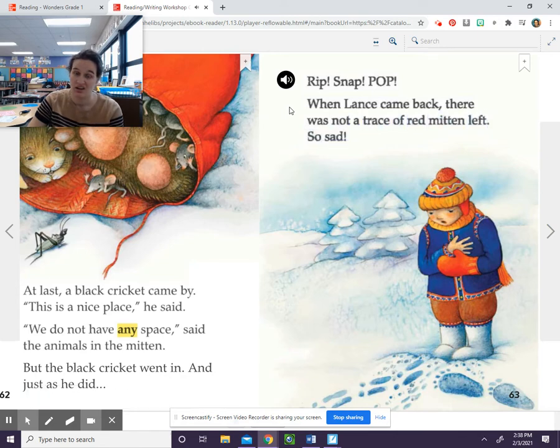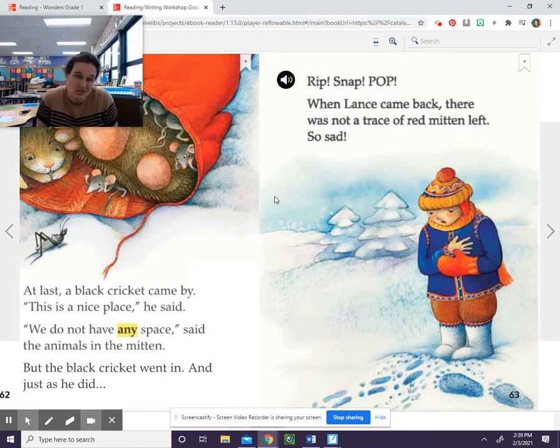So sad. So his mitten got so big that it popped, or like it exploded, and so there's no pieces of it even left. Well, that's one ending. But we need to change the ending.